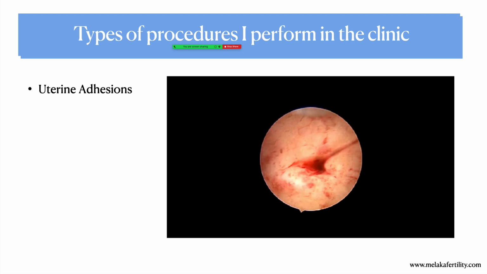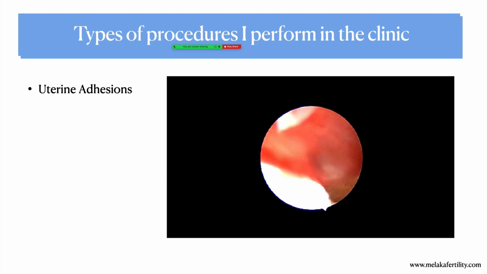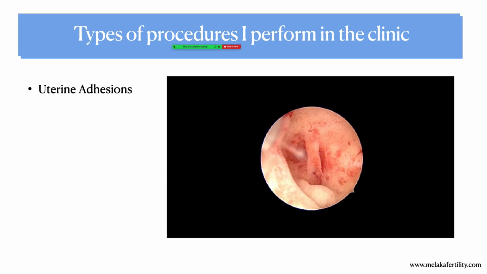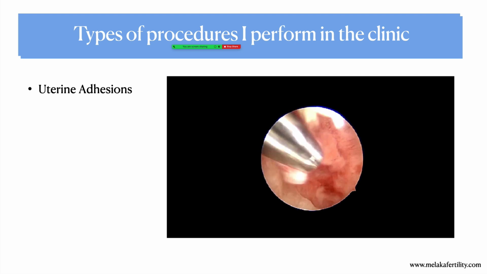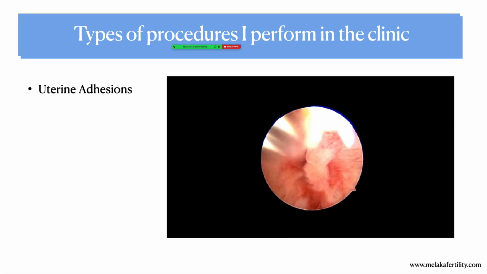So when you see this kind of lesion, it's better to remove it during this office hysteroscopy. And this is the benefit of doing routine hysteroscopies for all infertility patients, especially in an office setup. So this particular polyp was then just removed with a grasper.